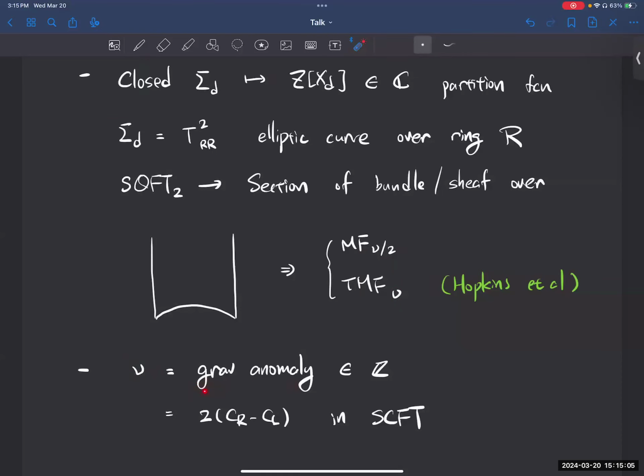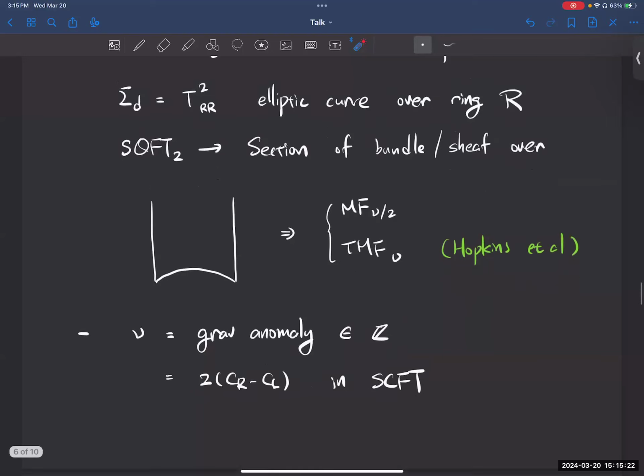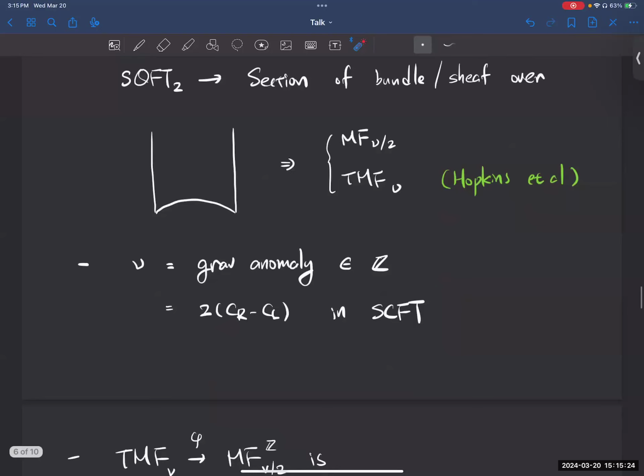Nu is the gravitational anomaly, which I normalize such that it's an integer. If you like to think about CFTs, then this is defined as twice the chiral central charge, C right minus C left, where right is, in my convention, the supersymmetric side. So this chiral central charge is a half integer or integer. So if I multiply by 2, then it's an integer value.